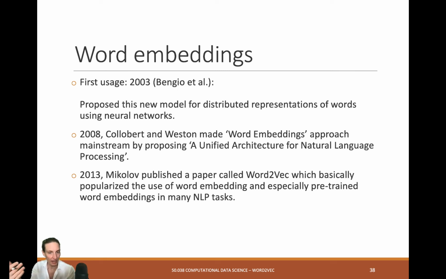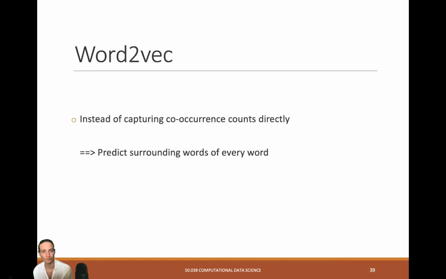Now, in 2008, this became more mainstream, and Collobert and Weston proposed a unified architecture for NLP, but it wasn't until really 2013 that it became popular by a paper with the word Word2vec in it, by Mikolov. It has pre-trained word embeddings that are making NLP tasks so much easier for us. So Word2vec is what we'll talk about a little bit.